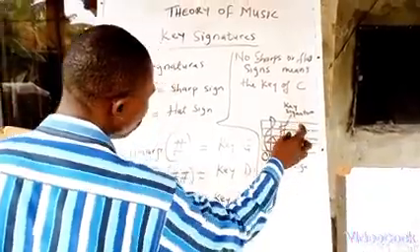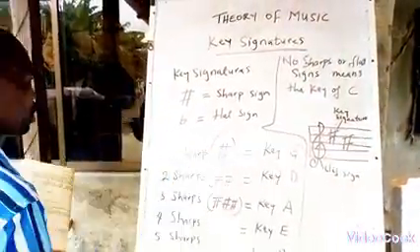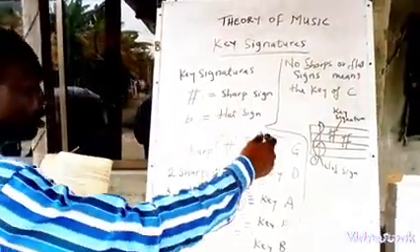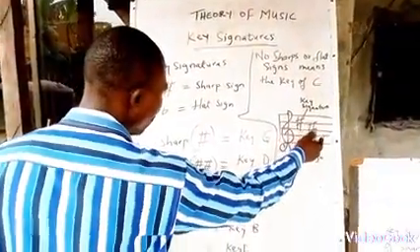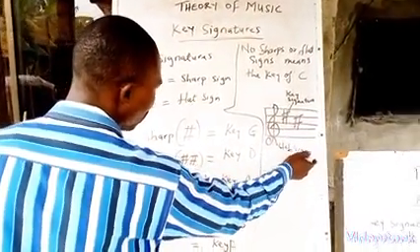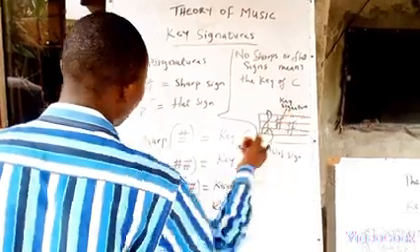So you have only two signs like that, two sharps at the beginning. So this is how the signs will be placed at the beginning of the staff. After this clef sign, we now have the key signature.